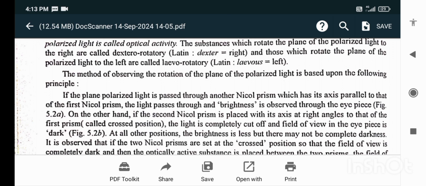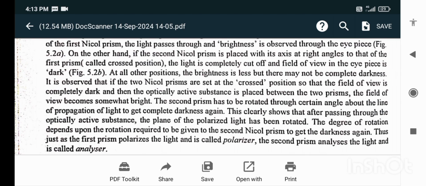On the other hand, if the second Nicol prism is placed with its axis at the right angle to that of the first prism, called the crossed position, the light is completely cut off and the field of view in the eyepiece is dark. At all other positions, the brightness is less, but there may not be complete darkness. It is observed that if the two Nicol prisms are set at the crossed position so that the field of view is completely dark, and then the optically active substance is placed between the two prisms, the field of view becomes somewhat bright. The second prism has to be rotated through a certain angle about the line of propagation of the light to get complete darkness again.